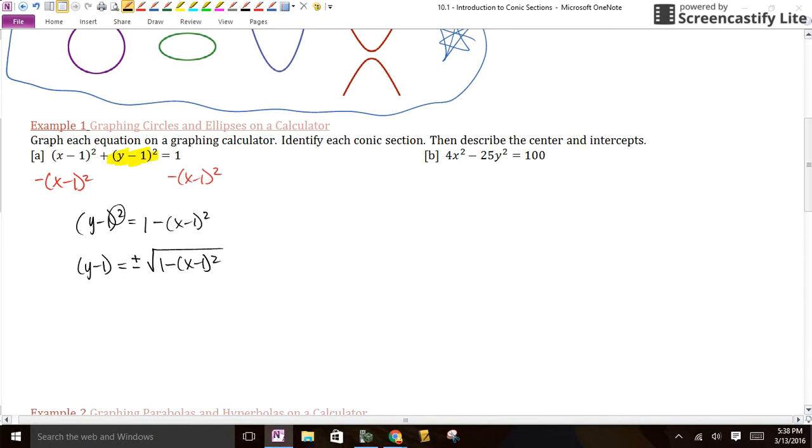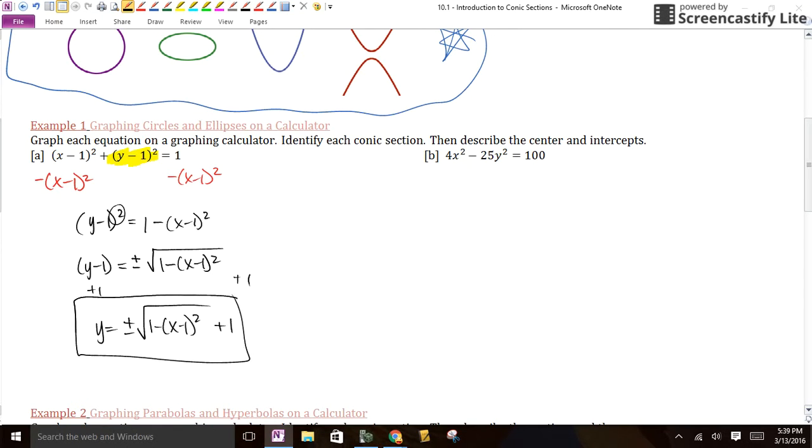So remember, whenever you draw in the square root symbol, you put a little plus or minus out front. If the square root symbol was already there, then you know it's positive or negative because somebody before you had put it. But if you do it, I need to see a plus or minus. Last but not least, I'll add the 1 over to the other side, and I'll have this ugly mess: plus or minus the square root of 1 minus x minus 1 squared, plus 1. That is what we will put in our graphing calculator.